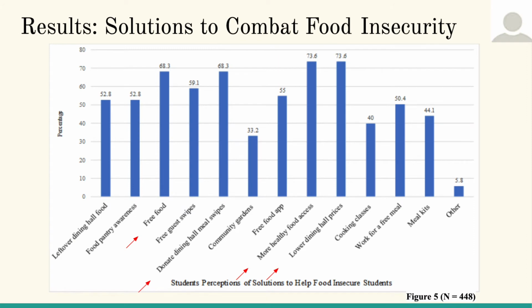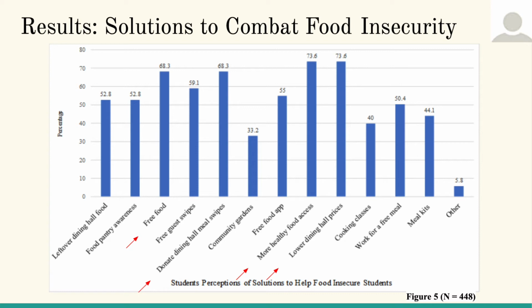Figure 5 shows the results of student perceptions of solutions to help food insecure students. Students were asked to select their top 5 choices for potential solutions to food insecurity on campus. As seen in Figure 5, 73.6% of students believe that more on-campus access to healthy food options is a potential solution to food insecurity among college students. Furthermore, 73.6% of students believe that dining halls should offer more affordable pricing.